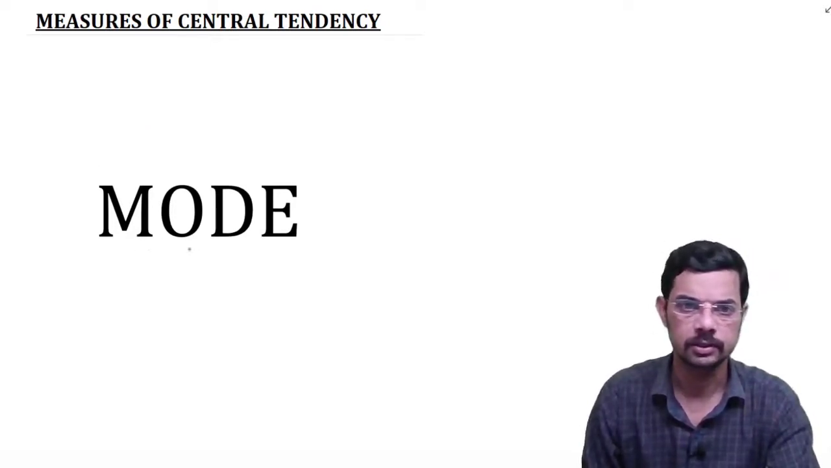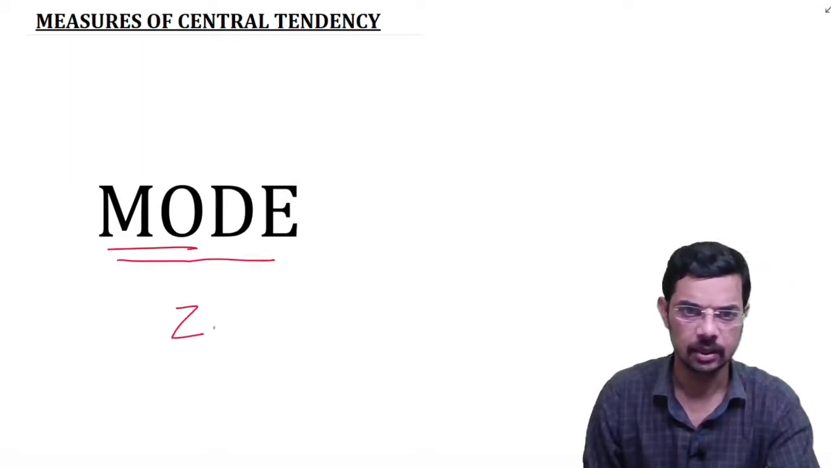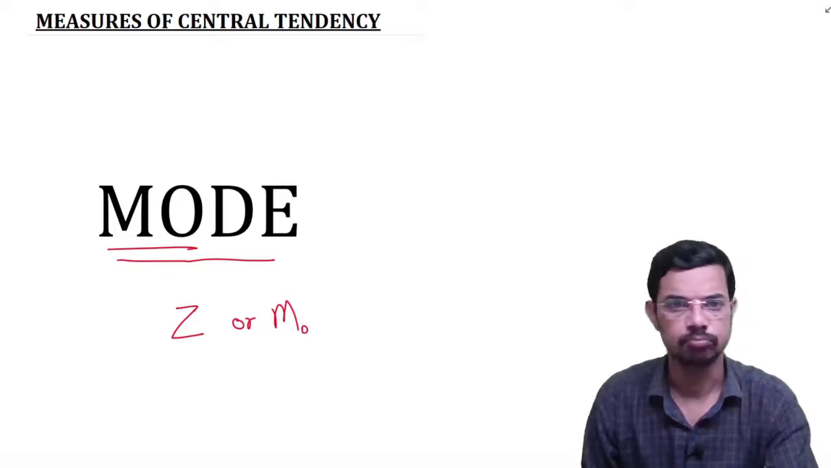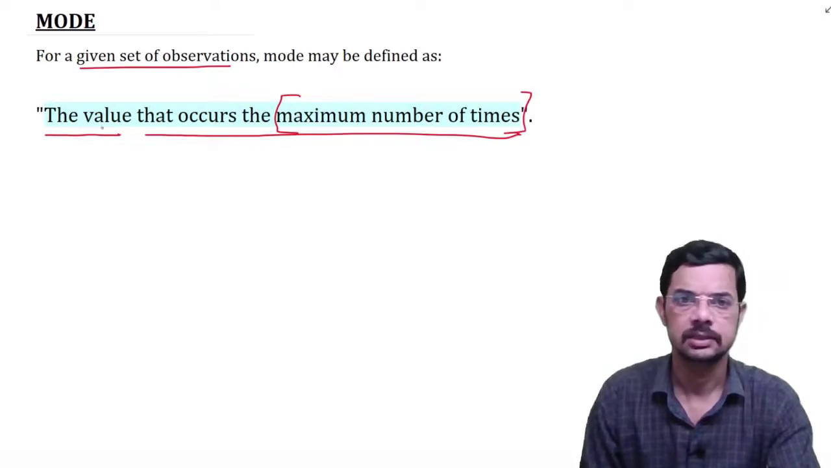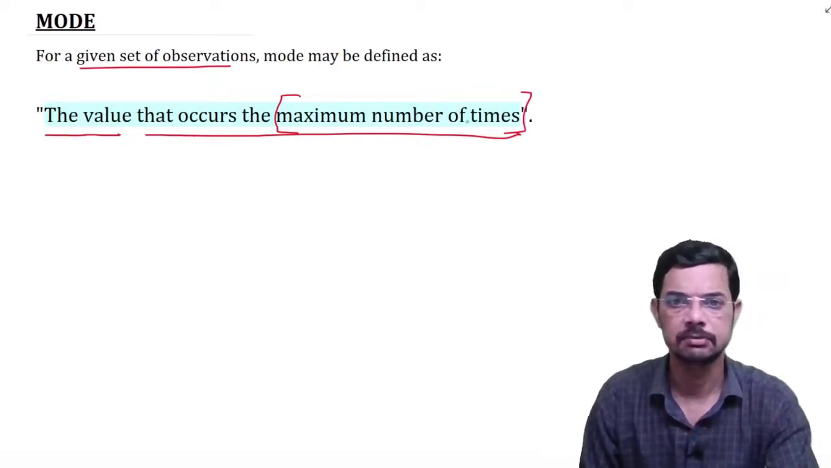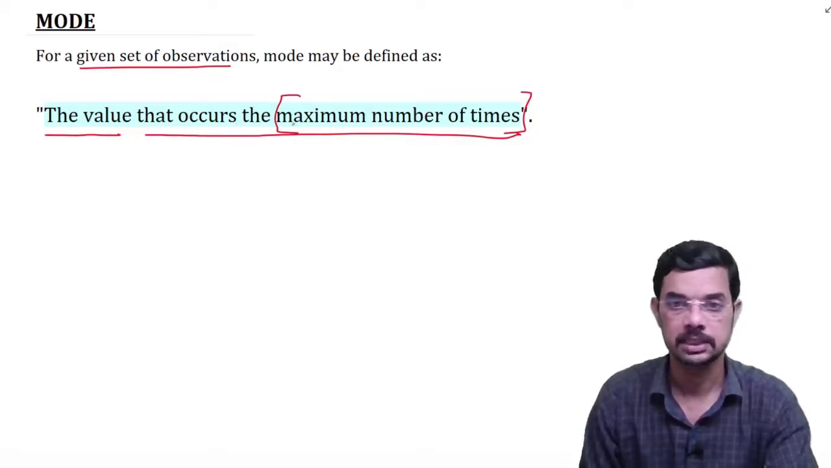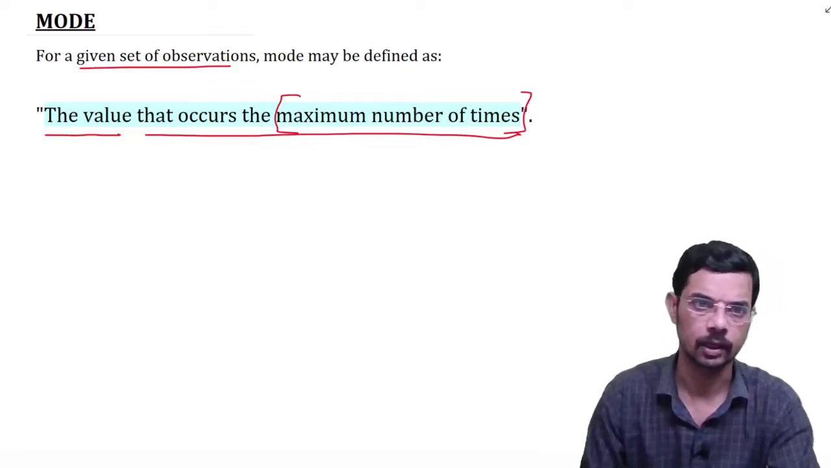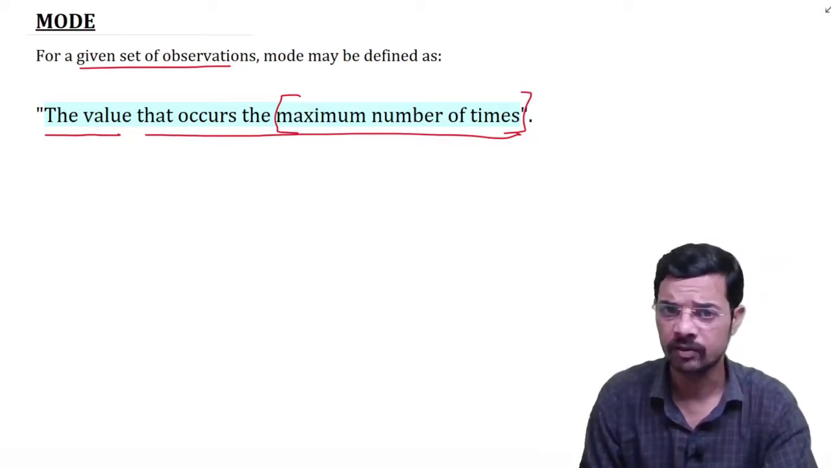Okay, so mode is our topic today. It is denoted by Z or MO. Mode is defined as the value that occurs the maximum number of times. The value or the observation that occurs the maximum number of times in a given set of observations. We may have more than one mode, or we may not have any mode at all.